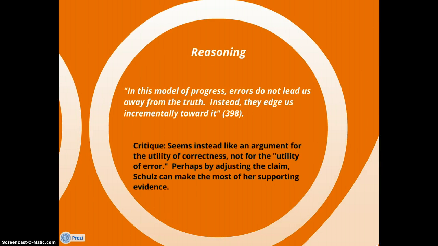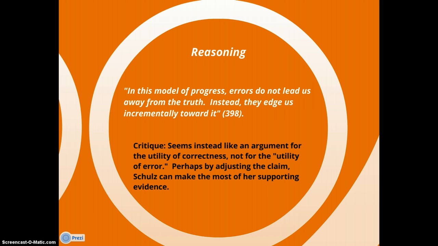She says, in this model of wrongness, having to do with the scientific method, errors do not lead us away from the truth. Instead, they edge us incrementally toward it. So piece by piece, as we disprove one theory and disprove another theory and disprove another theory, we're headed toward the truth. Because if I've disproved one theory, then I found out something to replace it. In other words, I can test whether gravity is reality. I can put scientific theories to the test, and if they don't hold up to the test, then that tells me something about the way the world really works, not just the way I think it does. All right.